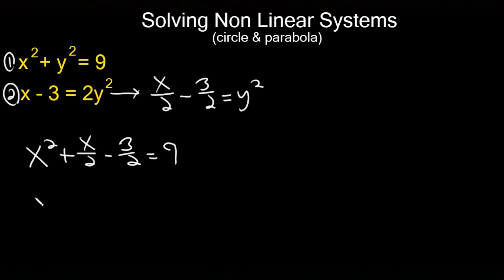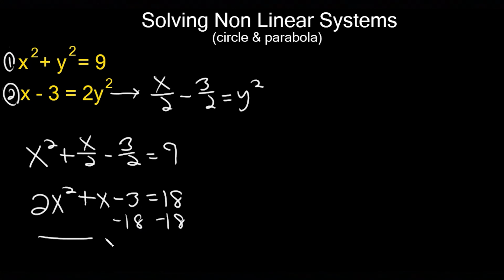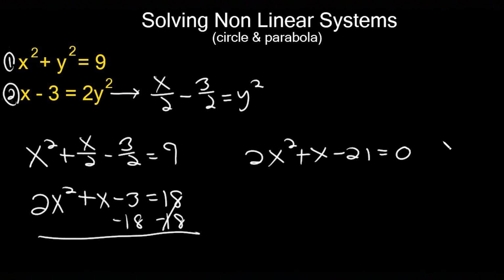So rewriting it, I get 2x squared plus x minus 3 equal to 18. Okay, multiplying everything by 2. From here, I can see that I'm dealing with a quadratic. So to solve quadratics, we set them equal to 0, and then we solve. So I'm going to go ahead and take this positive 18 and move it over to the left-hand side. To do that, I subtract 18 on both sides, right? This will cancel out, and then I get the following. I get 2x squared plus x minus 21 equal to 0.